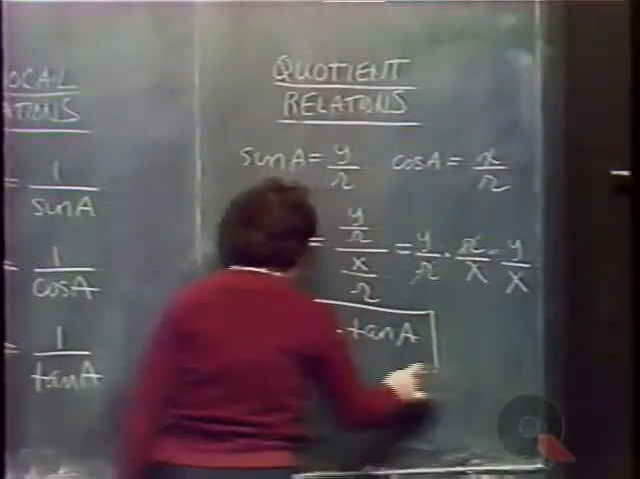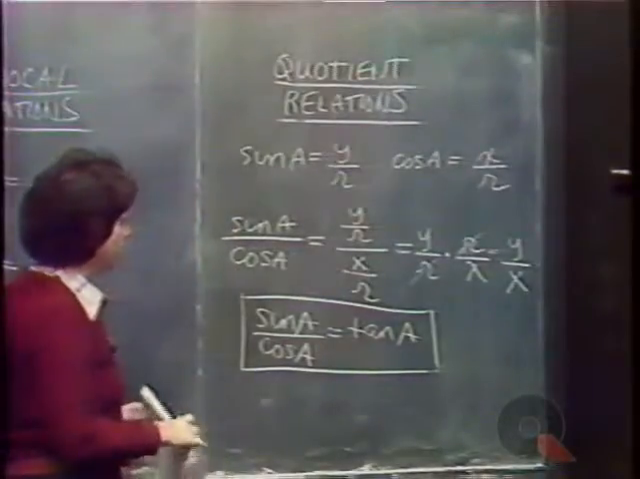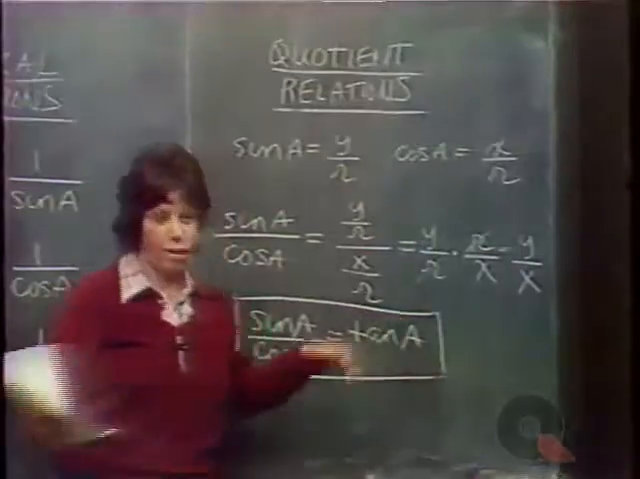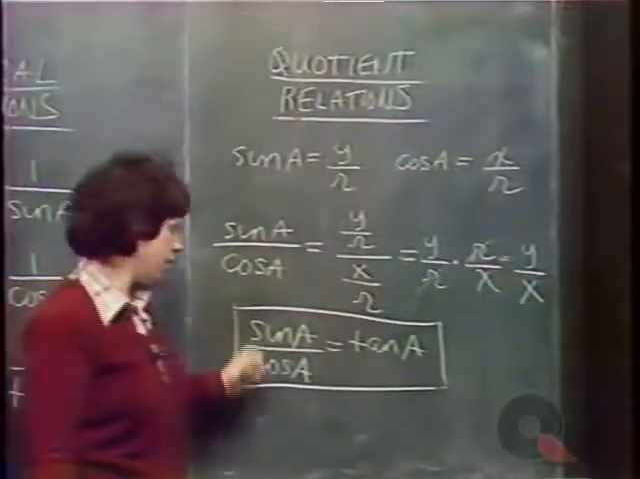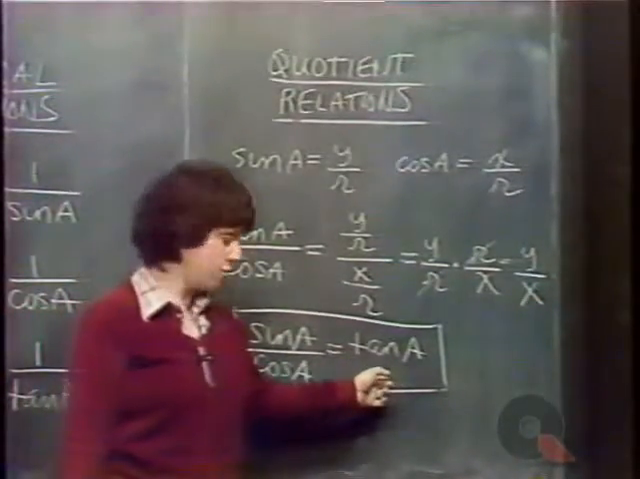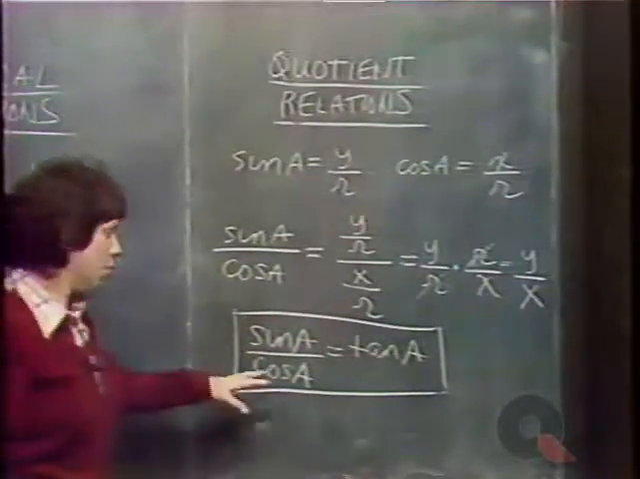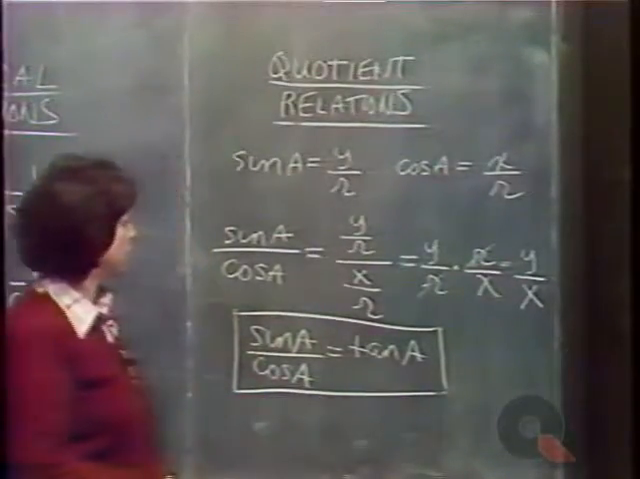This is the first of our quotient relations. If you have a problem involving the tangent of A, and if you feel more comfortable with sine and cosine, you can write that tangent of A is sine of A divided by cosine of A. Once again, assuming that cosine of A is not 0.